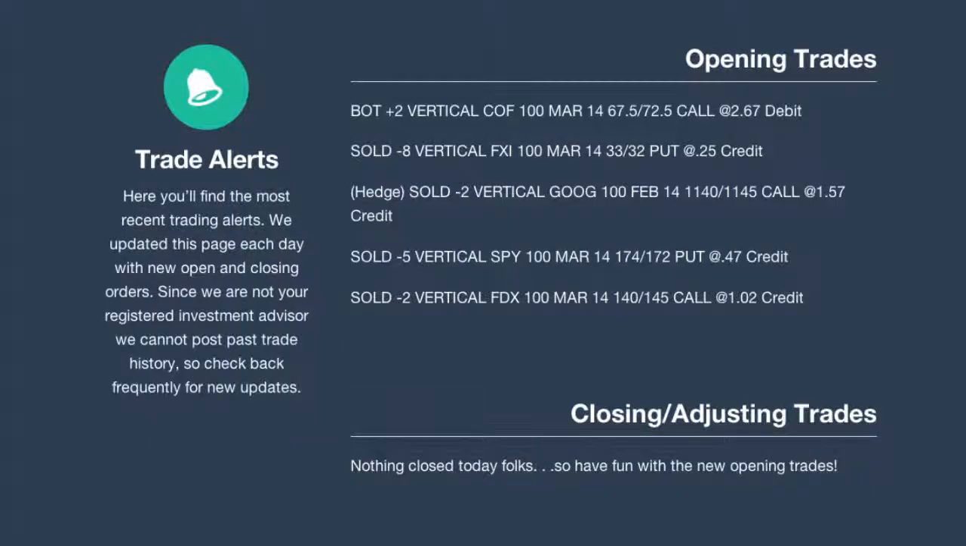So let's get into the trading alerts that we made today. Again, just opening trades today, had no closing alerts, so go ahead and have fun with just these opening alerts.